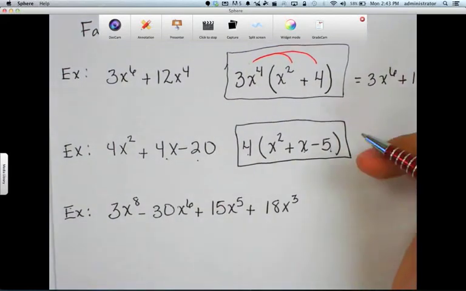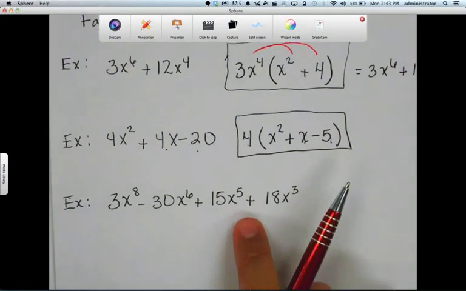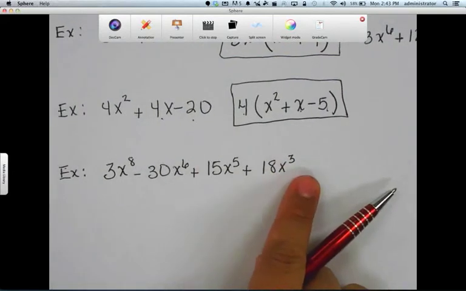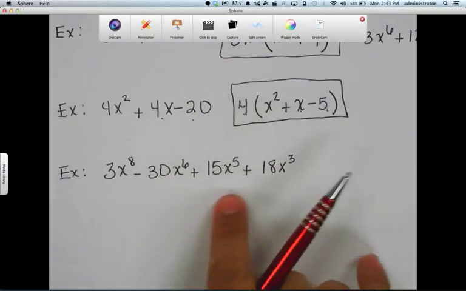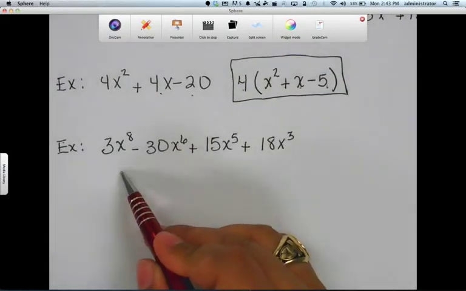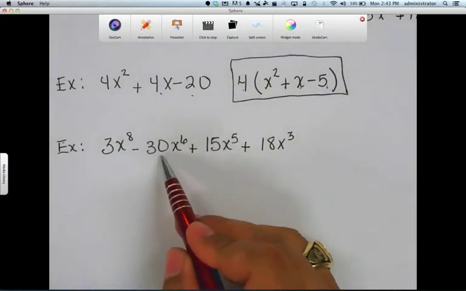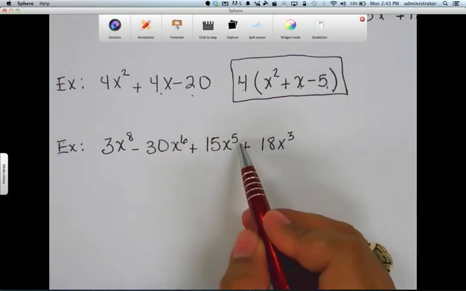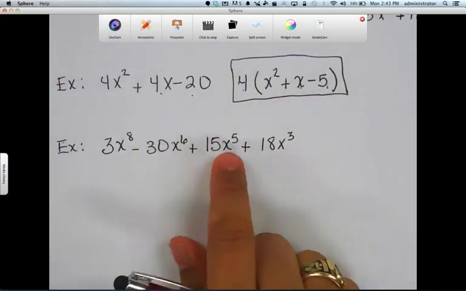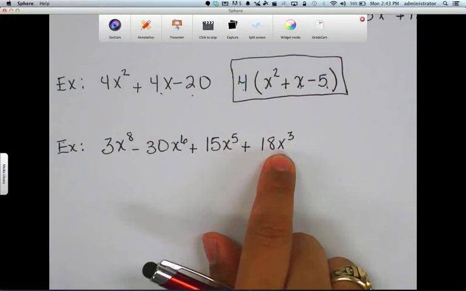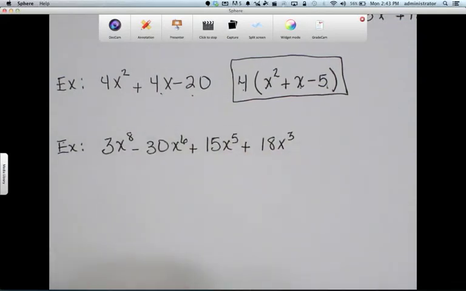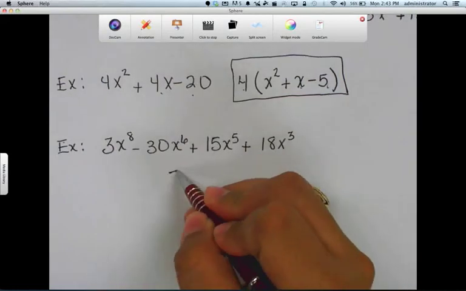Now here's one that's slightly larger, just longer. It's a polynomial. This one has 4 terms. What I'm going to do is write it down here at the bottom. Let me move my paper up. So I have 3x to the 8th minus 30x to the 6th plus 15x to the 5th plus 18x cubed. 3, 30, 15, and 18. What do I know? They're all multiples of 3, all divisible by 3. So 3 is going to be part of my greatest common factor.